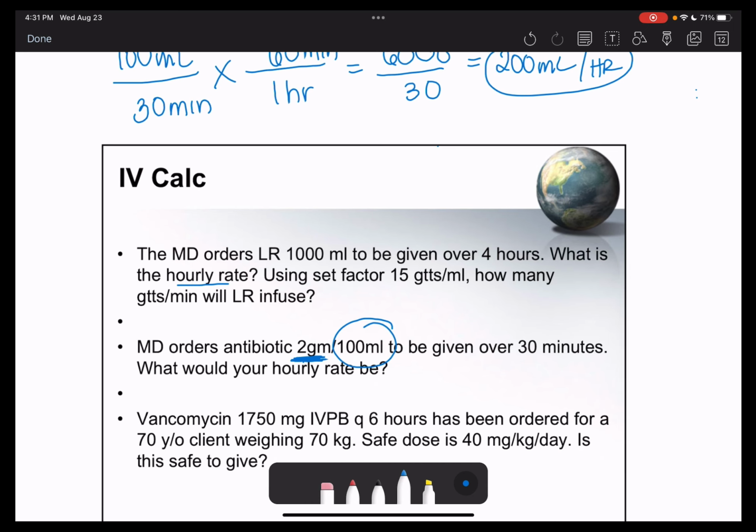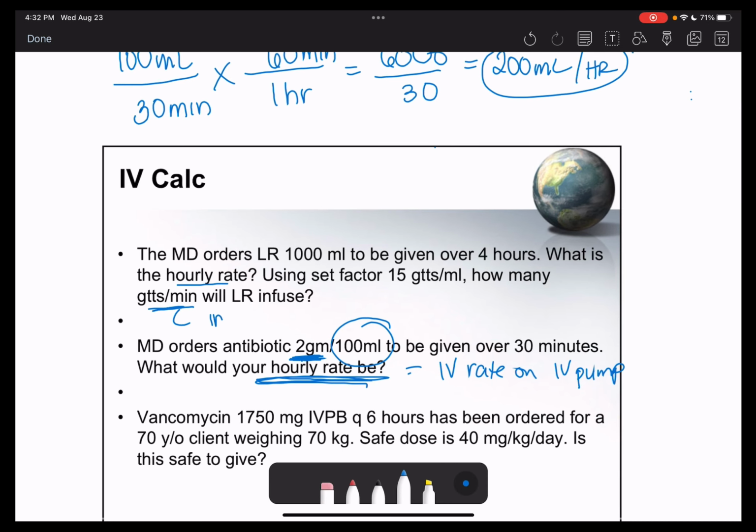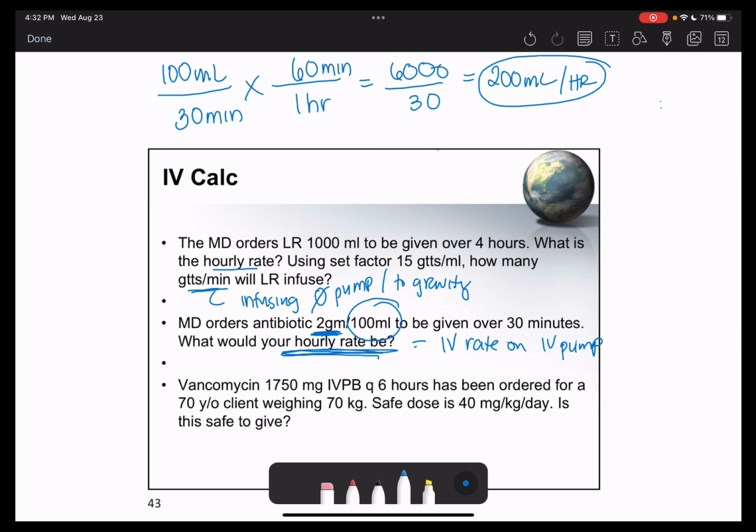And again, there's no additional question. The only question that it asks you is the hourly rate, which is also equivalent to the IV rate on an IV pump. Whenever it asks you this, right, it's equivalent to infusing to gravity, or infusing without pump, right? Saying no pump, or to gravity. So just remember that those are the clues so that you can figure out what it is that you're calculating for.